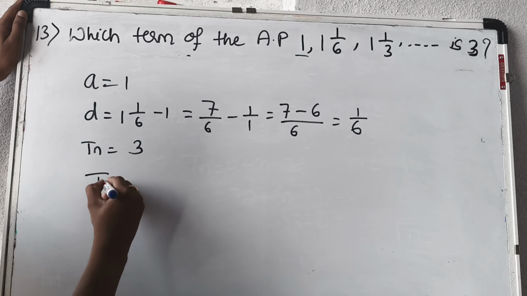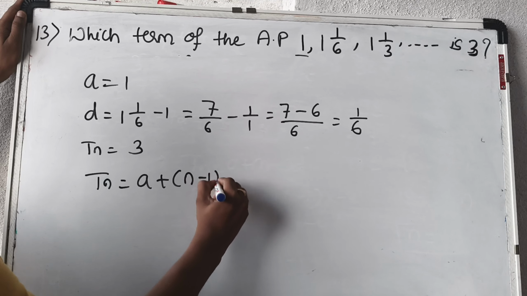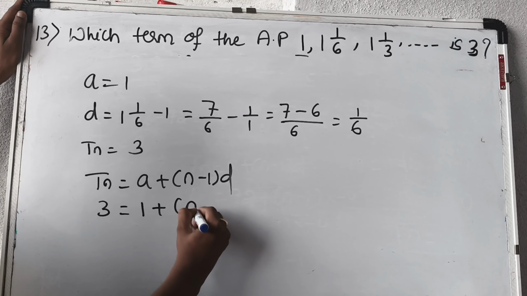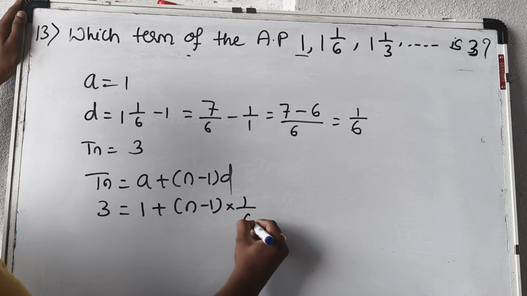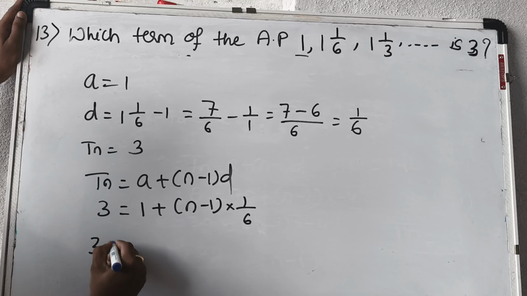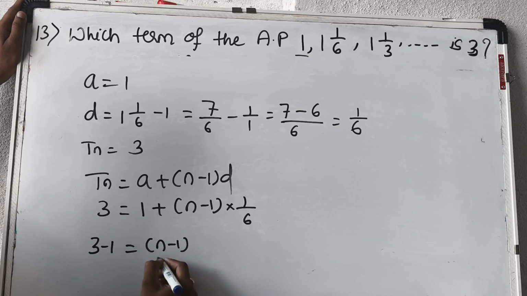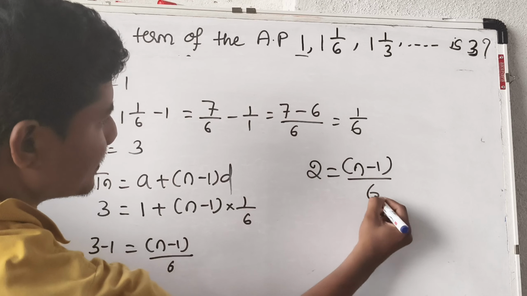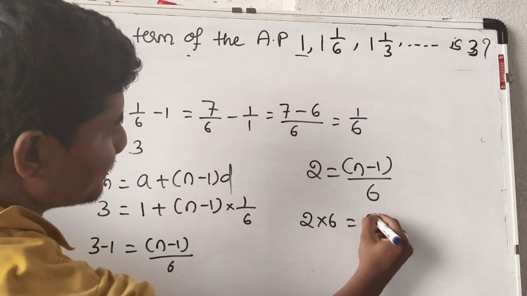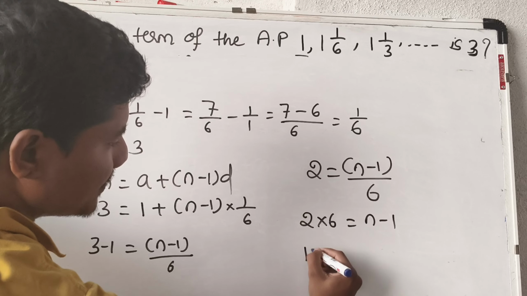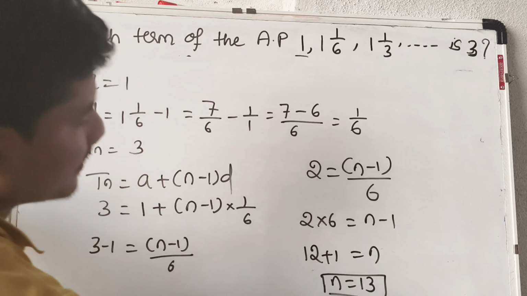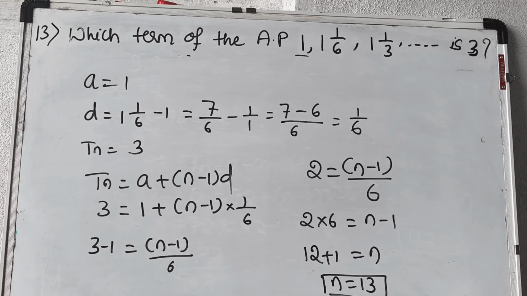The nth term is given as 3, and for this I am going to use the nth term formula a + (n - 1)d. Here the nth term is 3, the first term is 1, and n minus 1, d is 1 by 6. 3 minus 1 is equal to (n - 1) by 6. 3 minus 1 is 2. 2 is equal to (n - 1) divided by 6. Divided by 6 becomes into 6. So 2 into 6 is equal to n minus 1. That is 12. Minus 1 becomes plus 1. Therefore, the 13th term of this AP is 3.